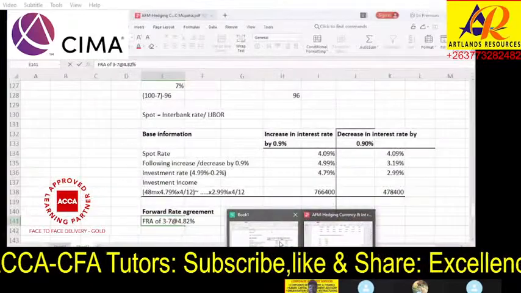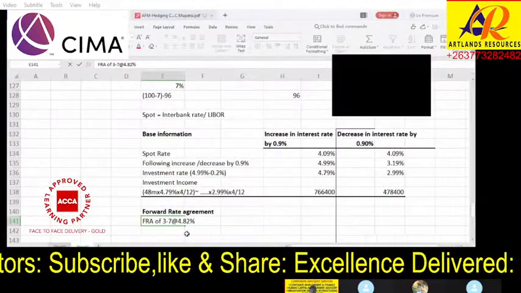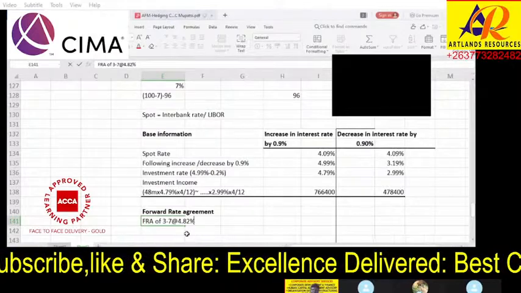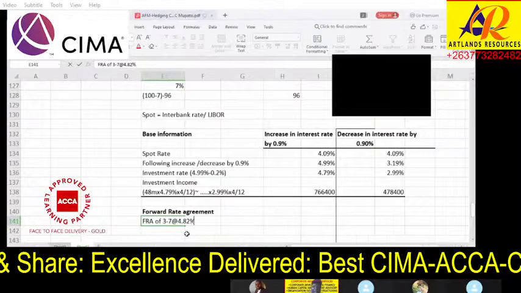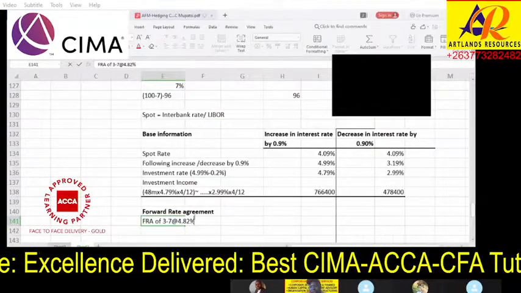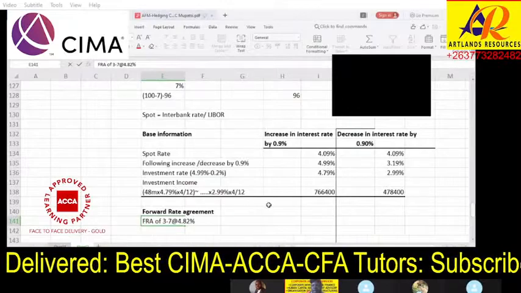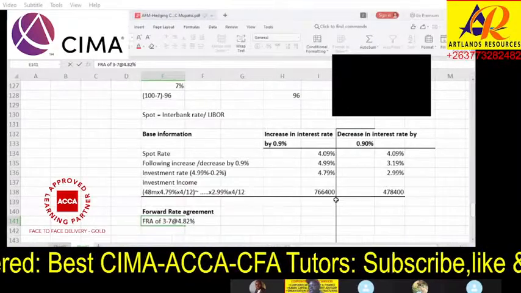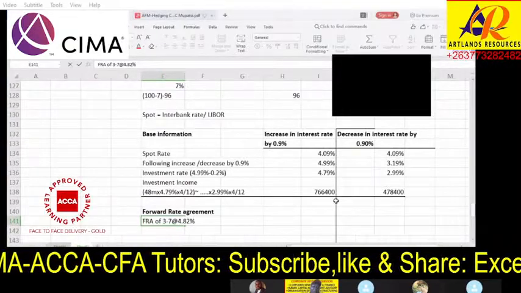So you realize that the appropriate FRA is 3 to 7 at 4.82%. You know what it means? Please pay attention to this. I said what you hedge with a FRA is the interbank rate. You don't hedge this minus 20 basis points. That one is firm specific. You can only hedge the interbank rate.